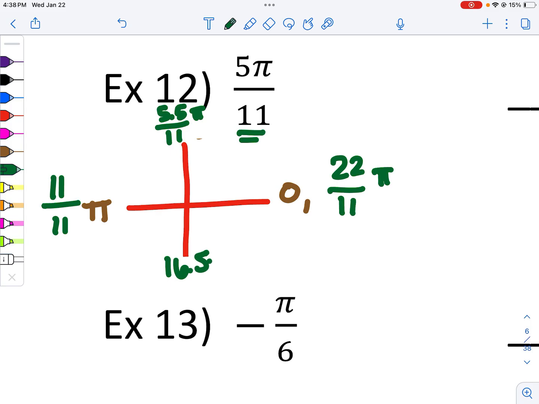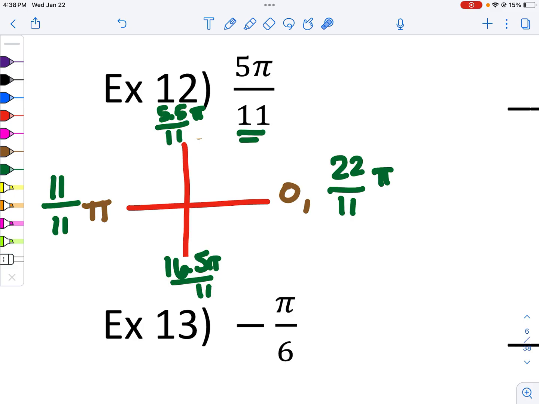16.5 pi over 11. One quick, easy way to figure that out is if I add 1, 2, 3, that's 1.5 pi all the way going around. So I take 1 pi up here and add the 0.5: 11 plus 5.5 gives us that 16.5, and that'll work every single time. If we just add these two together, that'll give us our 1.5 pi down below.